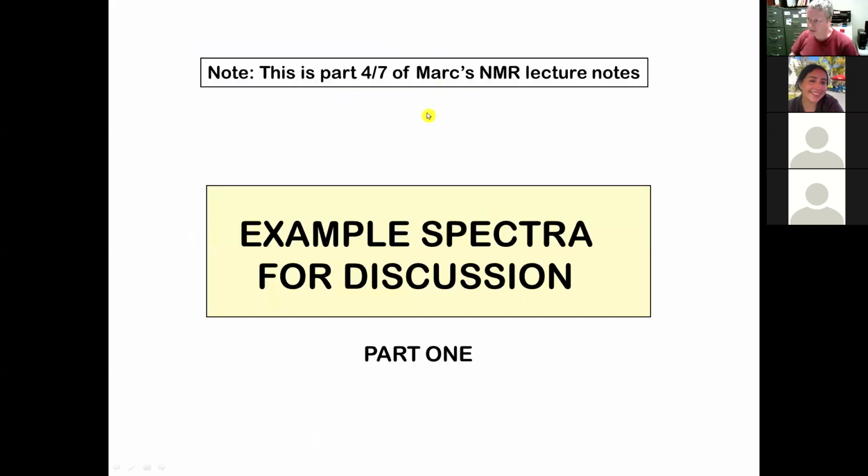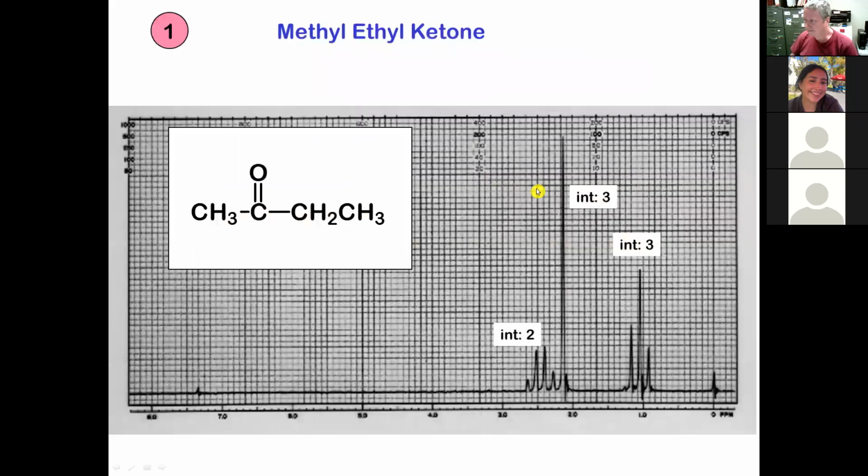Okay, so we're all experts at proton NMR now, kind of. Let's just show some examples. We've seen a couple of examples, but this is methyl ethyl ketone. Well, you've got a ketone in the middle, a methyl group and an ethyl group, right? You can see the ethyl is the quartet-triplet pattern, and you've got the methyl group.